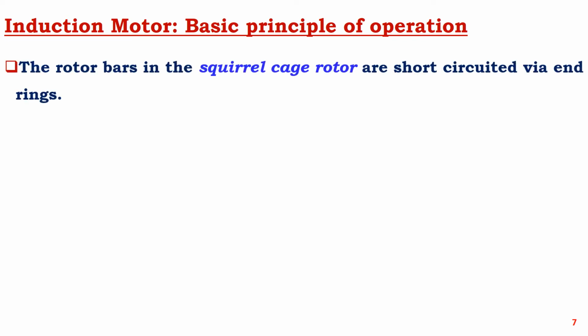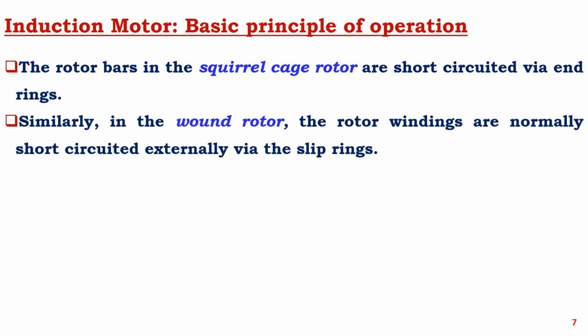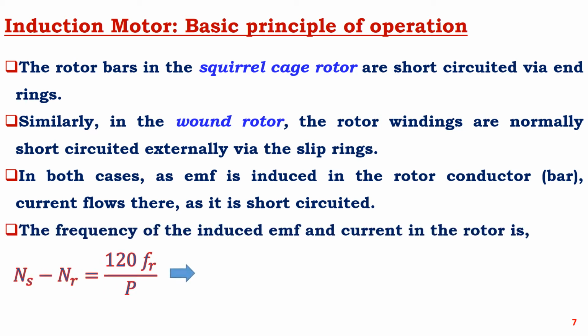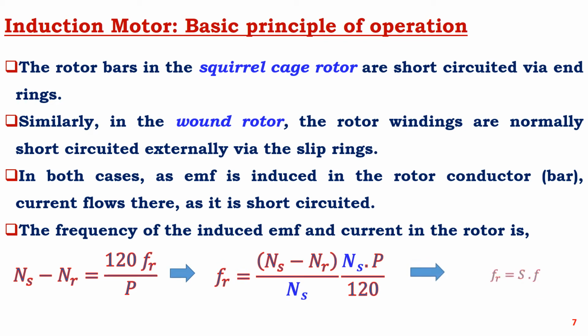The rotor bars in the squirrel cage rotor are short circuited via end rings. Similarly, in the wound rotor, the rotor windings are normally short circuited externally via slip rings. In both the cases, as EMF is induced in the rotor conductor, the current flows there as it is short circuited. The frequency of the induced EMF and the current in the rotor is Ns minus Nr, which is equal to 120 Fr / P. Then frequency of the rotor is equal to (Ns − Nr) / Ns × P / 120. Then the rotor frequency is slip times supply frequency.